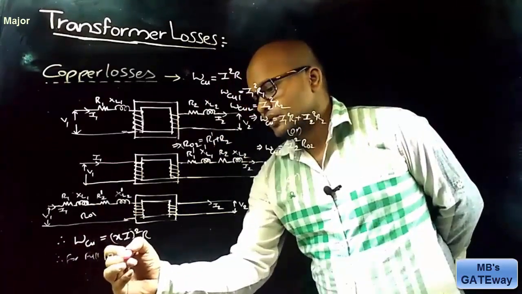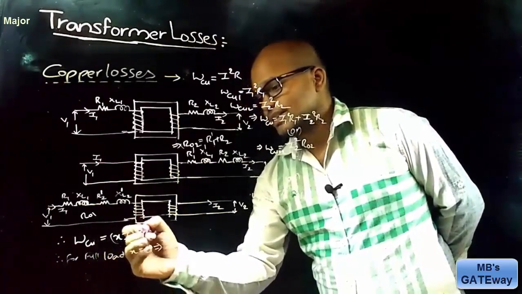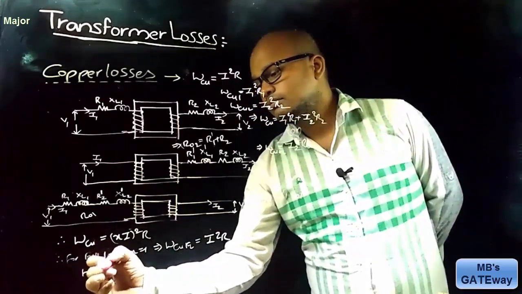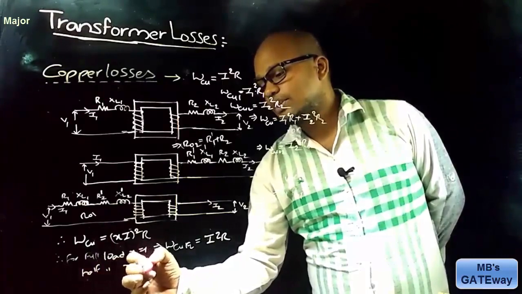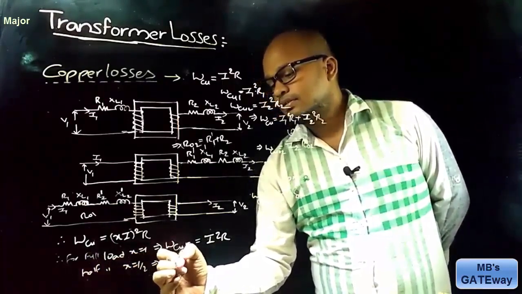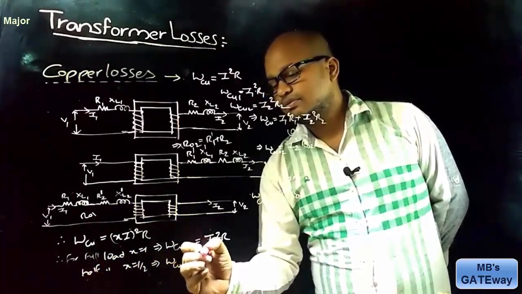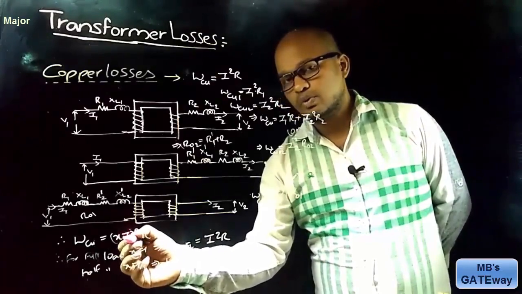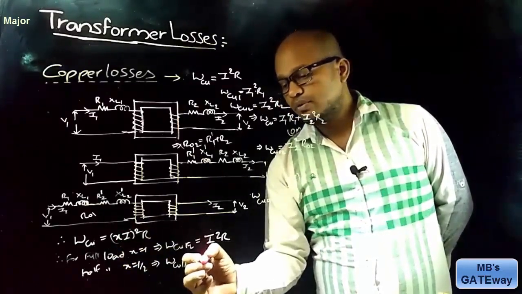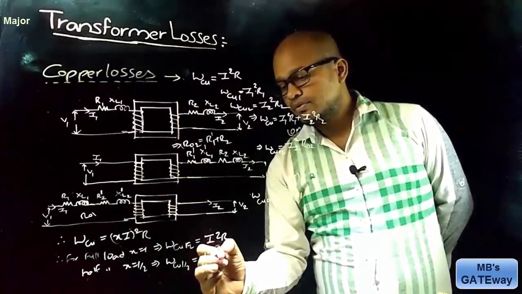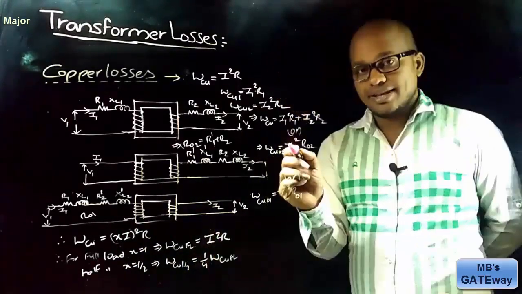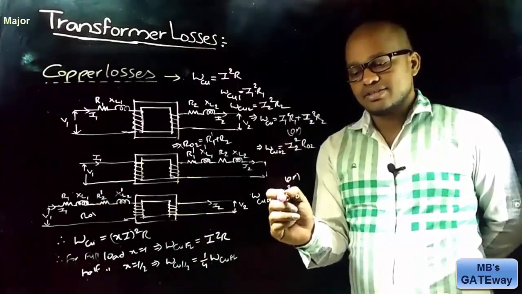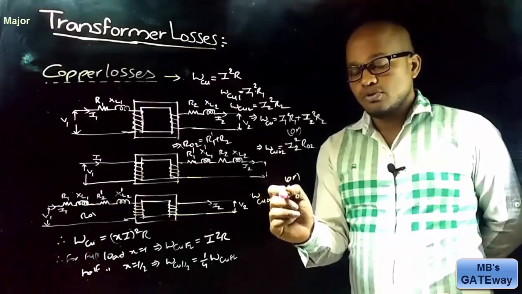That is, for full load X is equal to 1, which implies full load copper loss is equal to I square R, and for half load X is equal to 1 by 2, which implies copper loss at half load is equal to, in place of X, 1 by 2, and 1 by 2 whole square is 1 by 4. Therefore, 1 by 4 times full load copper loss. As here X is equal to 1, this represents the full load copper loss referred to secondary, and in this case as X equal to 1, this represents the full load copper loss referred to primary.